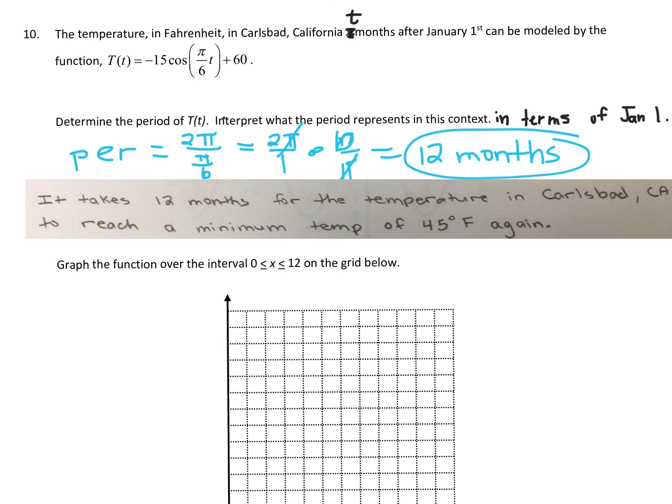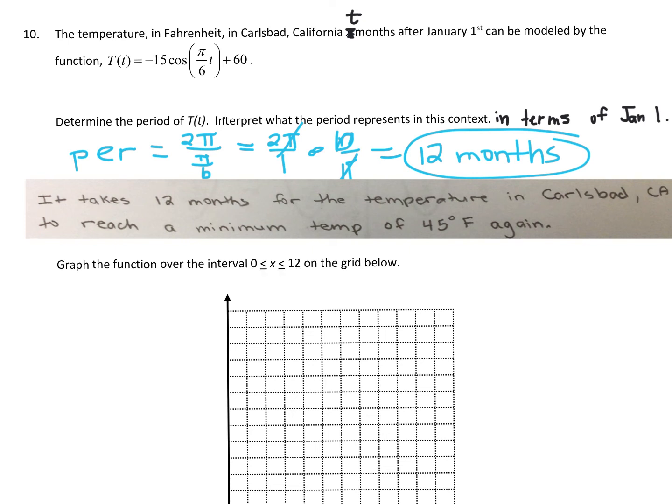Now, since this is a negative cosine curve, we know that it's going to be starting low. It's going to be starting at its minimum. So the minimum is equal to your vertical shift minus the amp. So since the amp is 15 and the vertical shift is 60, 60 minus 15 is 45. So basically I wrote out it takes 12 months for the temperature in Carlsbad, California to reach a minimum temperature of 45 degrees again.